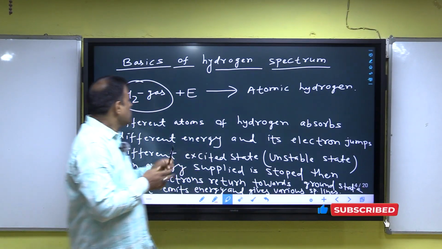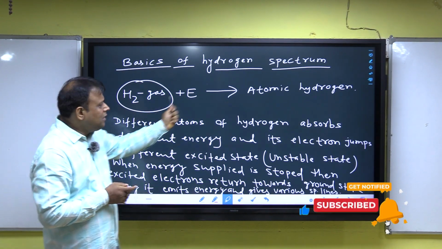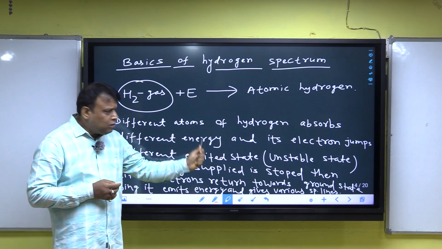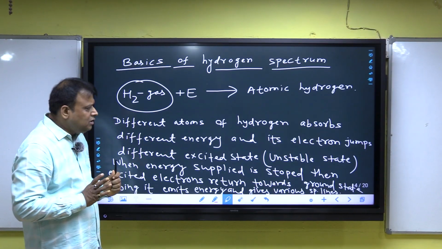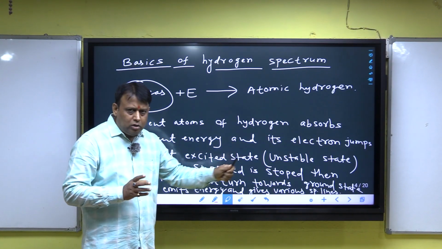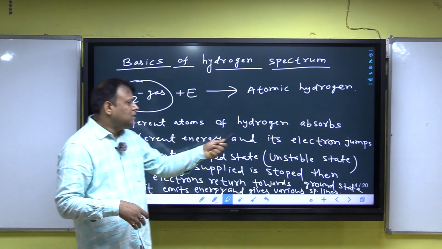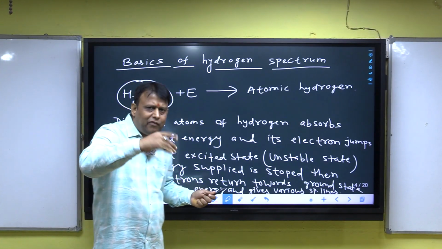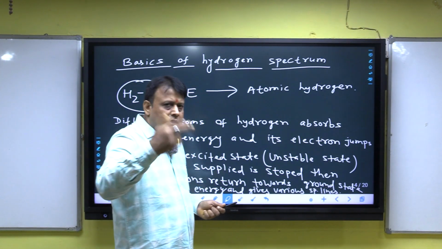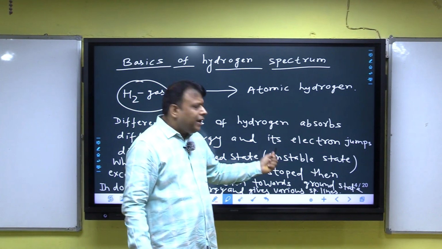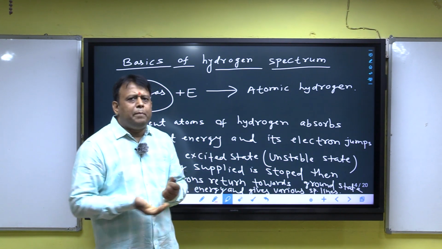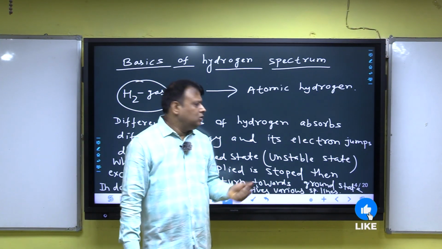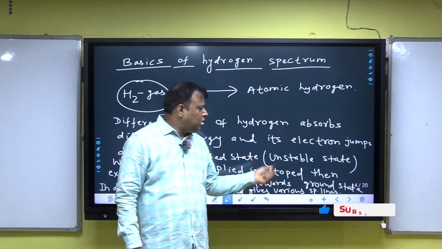Look at the board. Hydrogen gas supplied with energy converts into atomic hydrogen. Different atoms of hydrogen absorb different energy, and the electron of atomic hydrogen jumps to different excited states, that means first excited state means second orbit, second excited means third orbit. It depends upon how much energy is absorbed, and the excited state is called an unstable state.